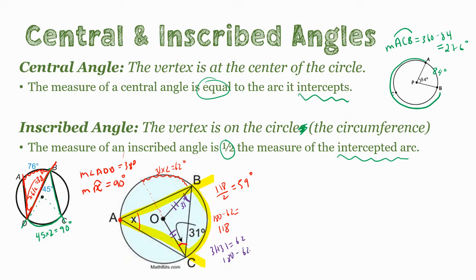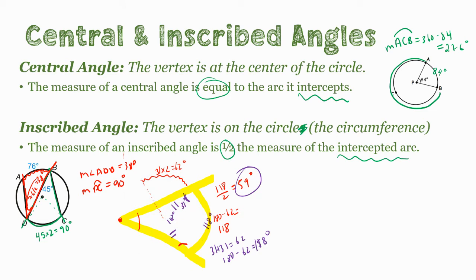180 minus 62. Look, I'm basically doing the same thing. I get 118. So this angle is 118. It's a central angle. So then this is 118. Oh, I'm still going to divide it by 2 and get 59. It's just a different pathway to that same answer. Maybe you even see another way.